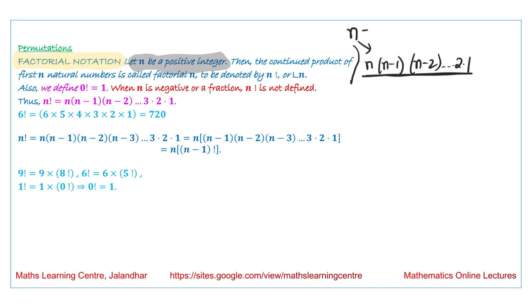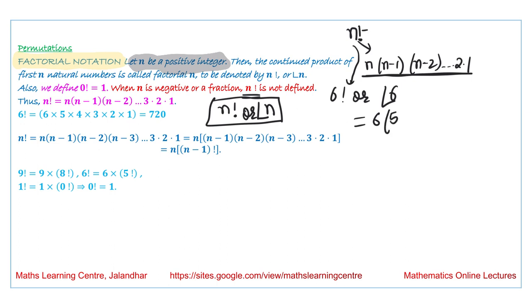For an example, suppose I am saying 6 factorial. The notation for factorial is in this way. We can write it as n factorial, or sometimes it is written as like this. You can use any of these notations for factorial. So 6 factorial is basically 6 into 5 into 4 into 3 into 2 into 1.